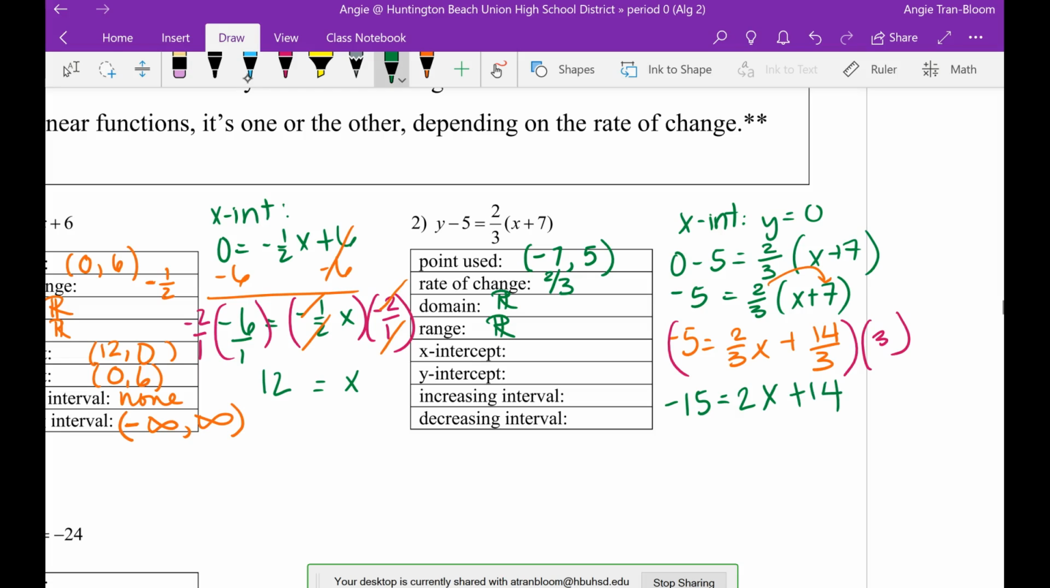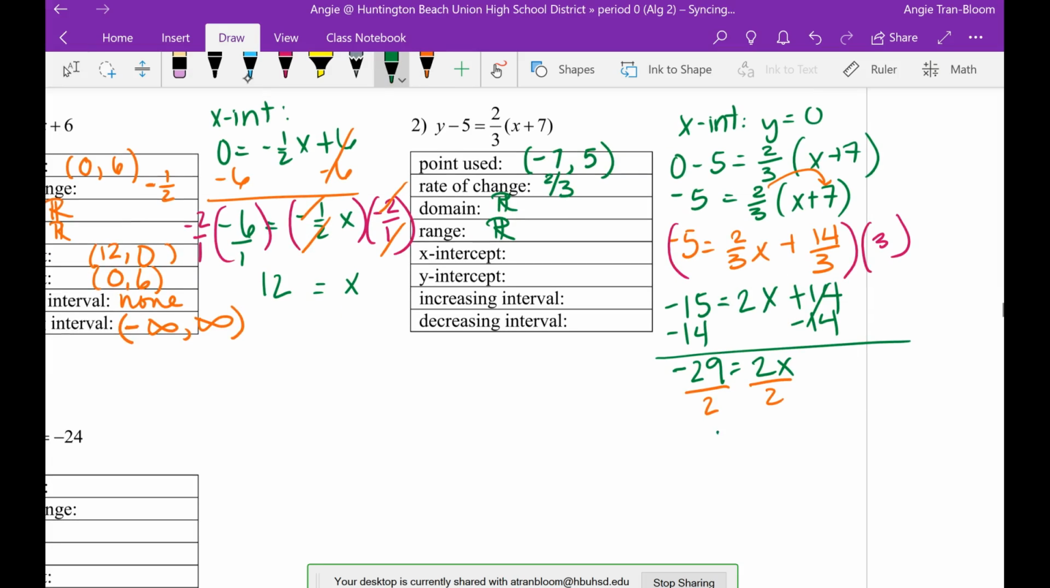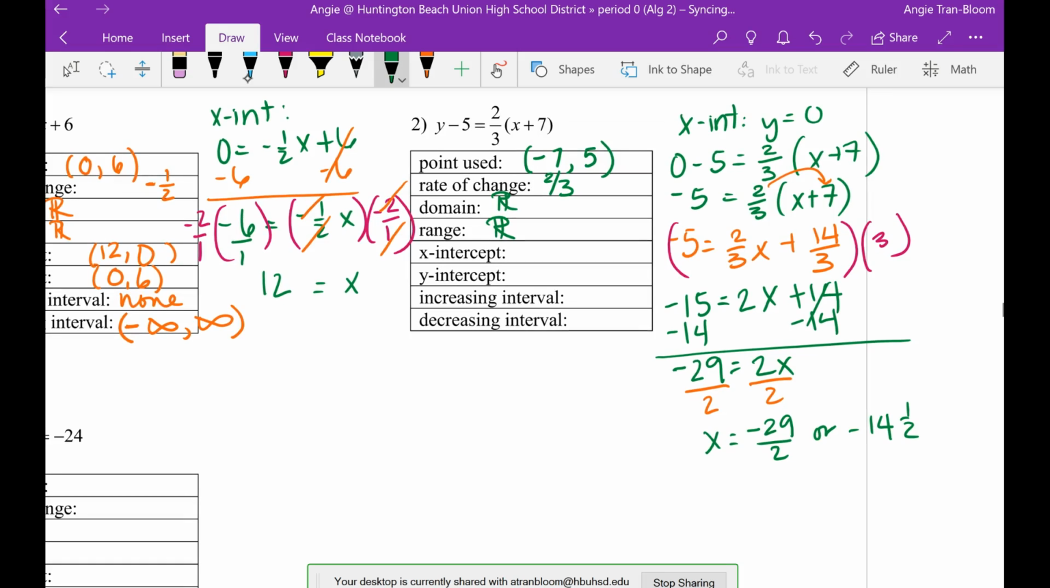All right, now we're going to subtract 14. It's a big number. What's that big number? Negative 29 equals 2x. Divide both sides by 2. Leave it as a fraction. None of this should be in calculator format. So x is what? I will accept two ways: negative 29 over 2 or negative 14 and a half. Now, with the x-intercept and y-intercept, we're going to use points here. So it's going to be negative 14 and a half comma what, y'all? 0.